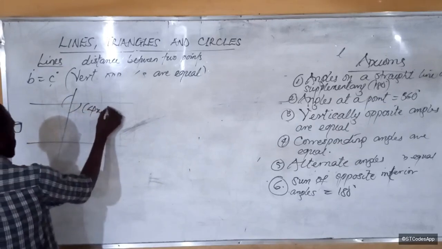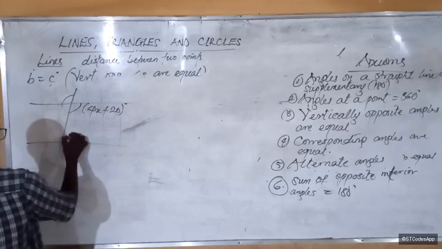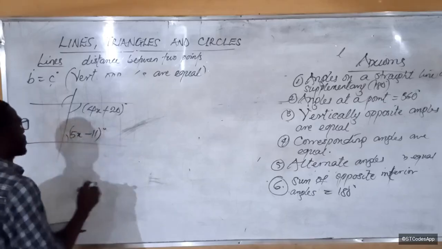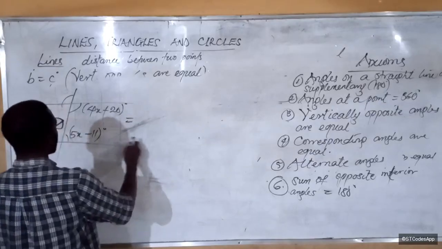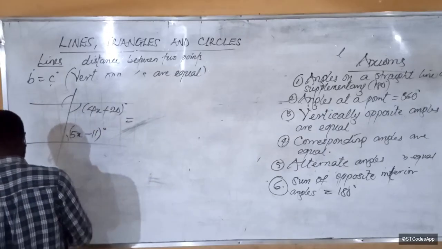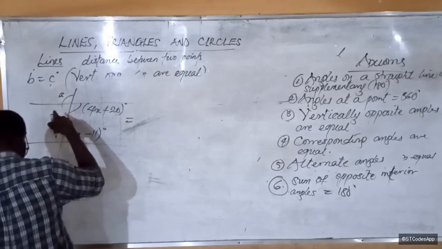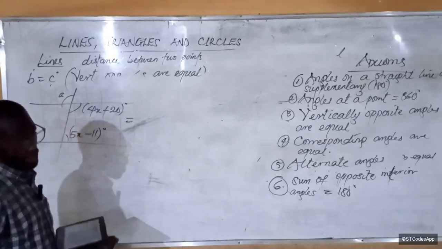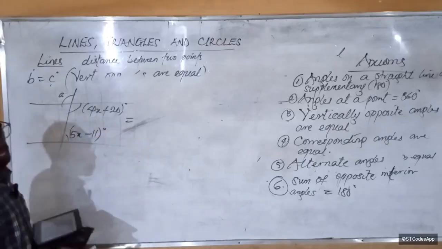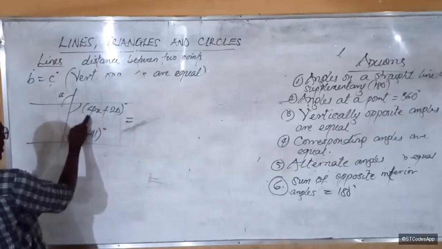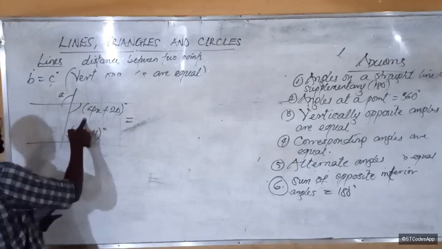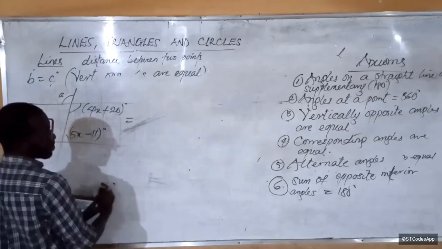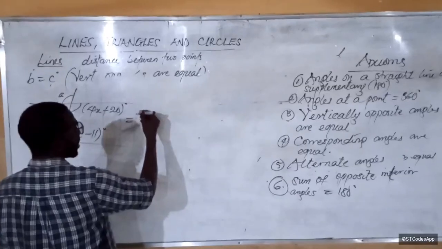So here we have 4x plus 20 degrees and 5x minus 11 degrees, right? So what do we do? Which rule do we use here first? Let me know. Which rule? We have to find A. How are we going to find A? You know that this A is equal to this, right? Using opposite angles. But we can use the last rule, sum of opposite interior angles.